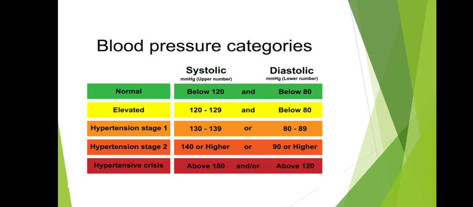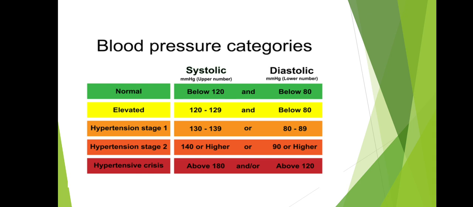Then there is hypertension stage 1. How do you know that someone is in hypertension stage 1? When their systolic is measuring in between 130 to 139, and the diastolic is measuring in between 80 to 89. Just know that someone is in hypertensive stage 1. Then there is hypertensive stage 2, when the systolic is measuring 140 or higher.